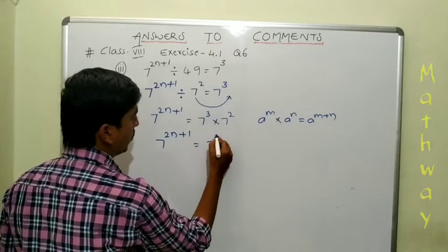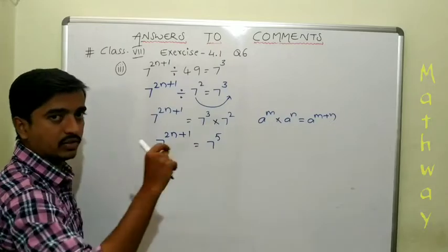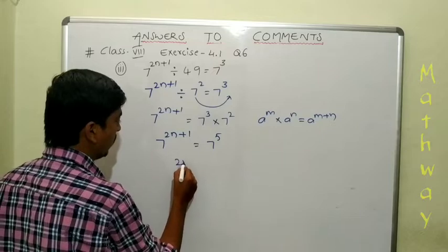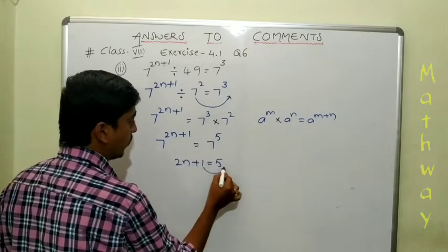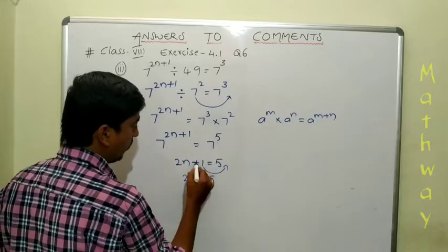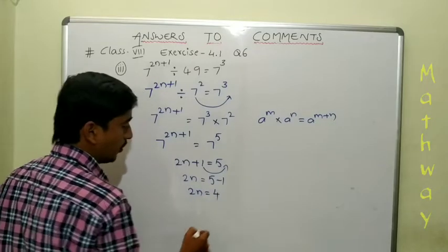3 plus 2 is 5. So here bases are same, so exponents are also equal. Now equal the exponents. Then 2n plus 1 is equals to 5. Transpose minus 1, then that becomes 5 minus 1. 5 minus 1 is 4. So 2n equals to 4.